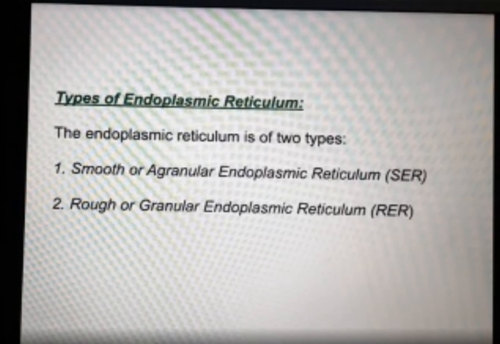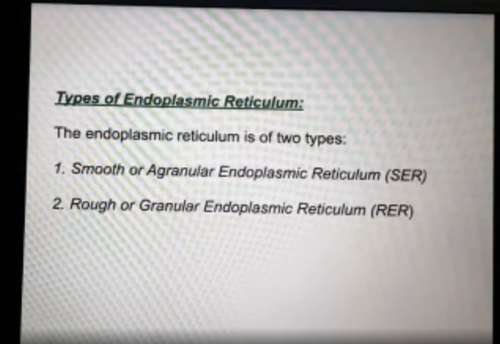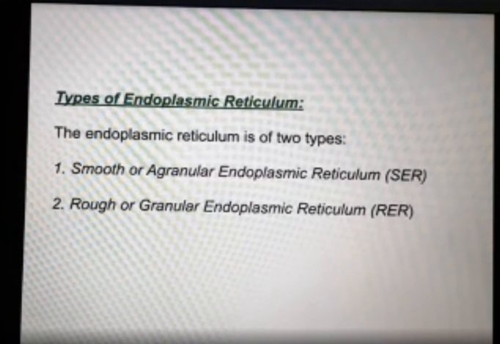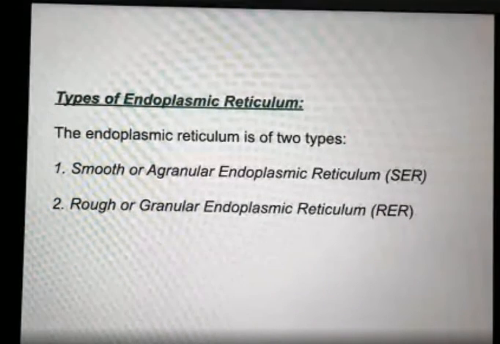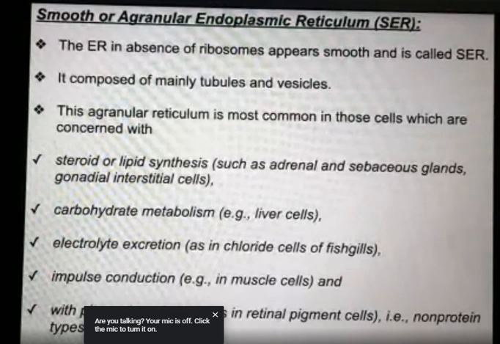Then, types of the endoplasmic reticulum. There are two types of endoplasmic reticulum: SER, the smooth or agranular reticulum, and RER, the rough or granular endoplasmic reticulum. Granular and agranular depends on the presence and absence of the ribosomes. If they are present, then it is called granular. If they are absent, then it is called agranular.